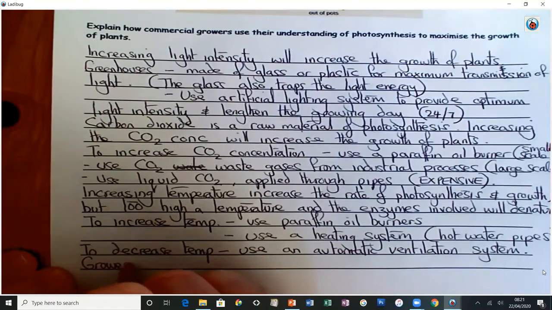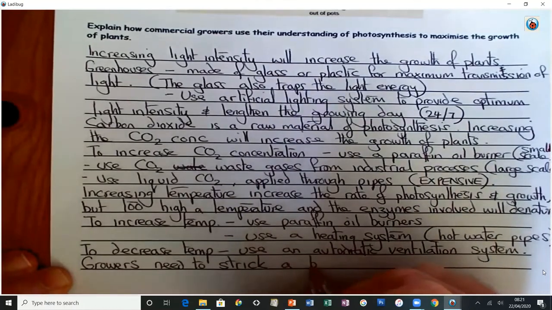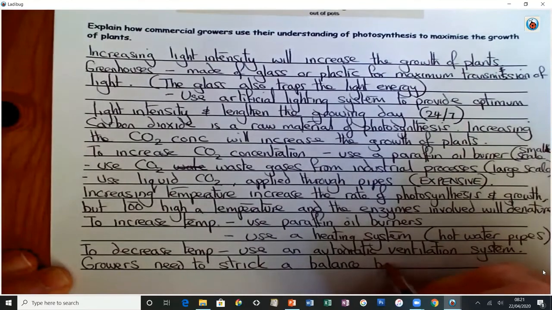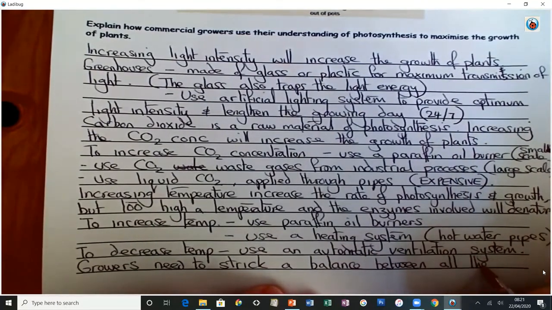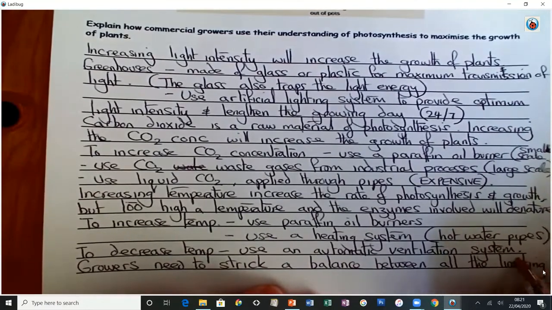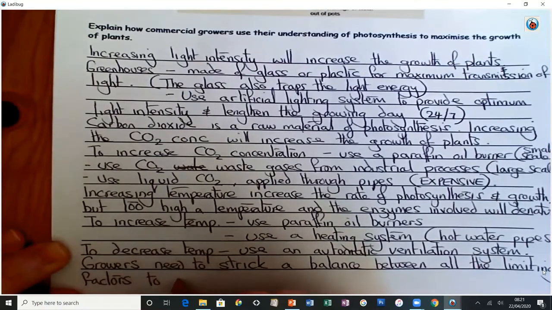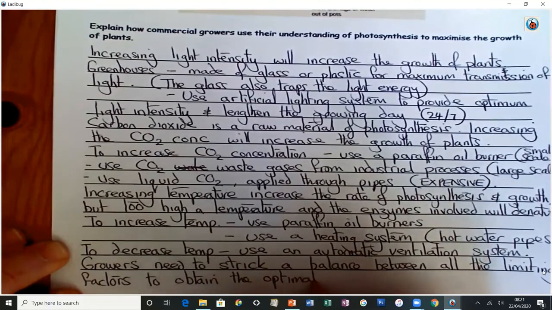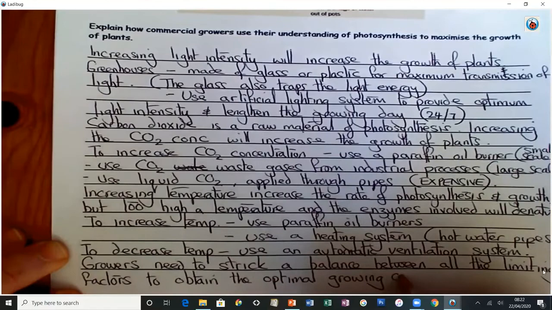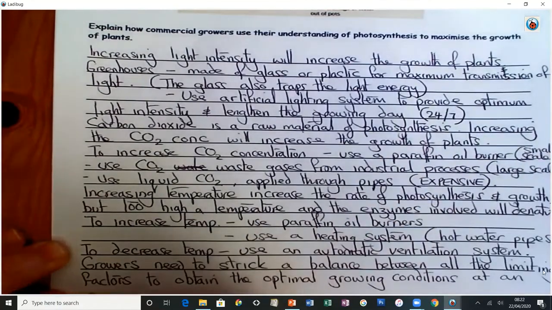Growers need to strike a balance between all the limiting factors to obtain the optimal growing conditions at an optimal cost.